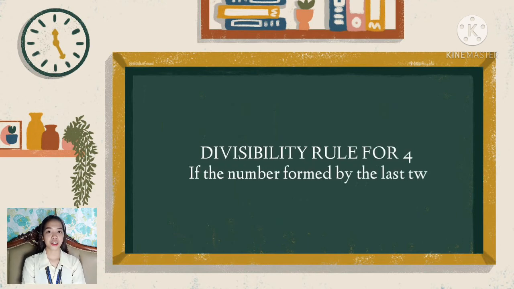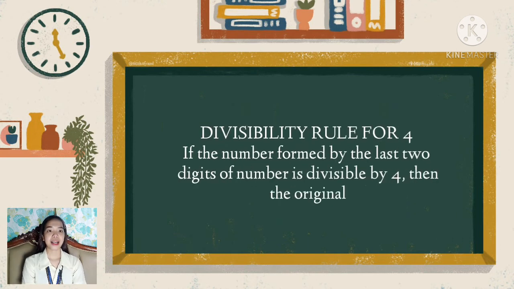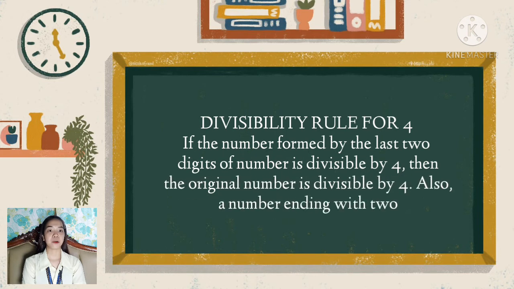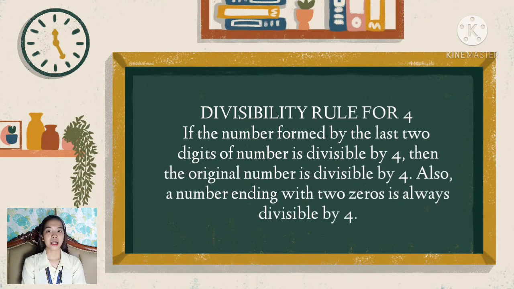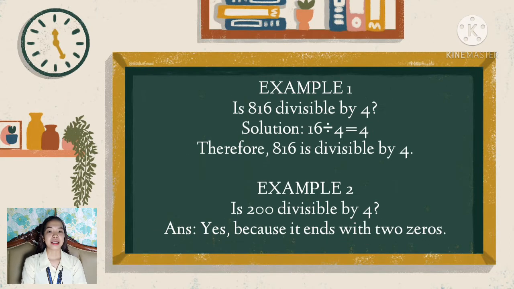Divisibility rule for 4. If the number formed by the last two digits of a number is divisible by 4, then the original number is divisible by 4. Also, a number ending with 2 zeros is always divisible by 4. Example number 1. Is 816 divisible by 4? So we have here a solution. 16 divided by 4 is equal to 4. Therefore, 816 is divisible by 4.